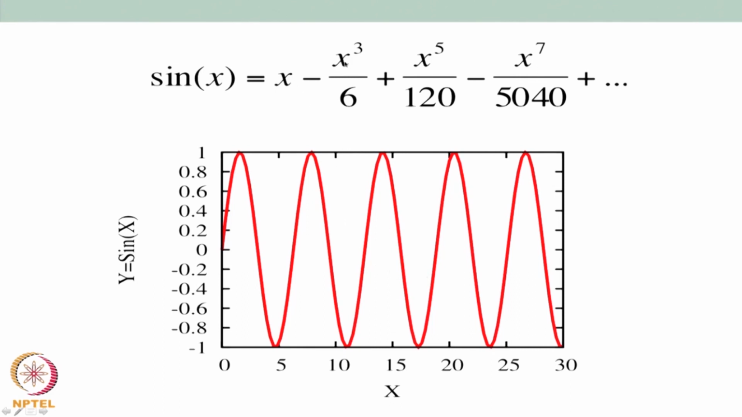When x is 0, all terms will be 0, so the function is 0. Then it increases, reaches a maximum value of 1, then it decreases to a minimum value of minus 1, then it increases, reaches 0, then a maximum value of plus 1, then it decreases. So it oscillates between minus 1 and plus 1. Sin x is a function that would oscillate between minus 1 and plus 1.